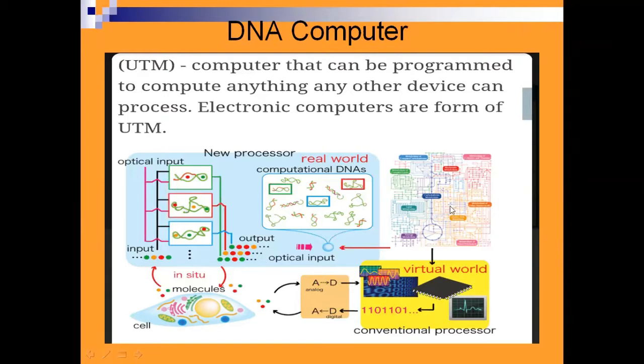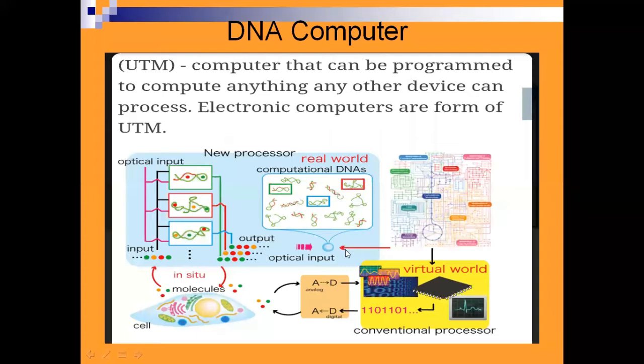And see that this is the entire motherboard of a DNA computer, where in all the places DNA molecule is going to replace silicon. Silicon is used in an ordinary computer. So input is molecules, cell molecule information, that goes to this computational area, where analog to digital signal conversion, A to D, is happening. After that, it comes out as an output. Output is a virtual world. That is, you will be getting output from the conventional processor.